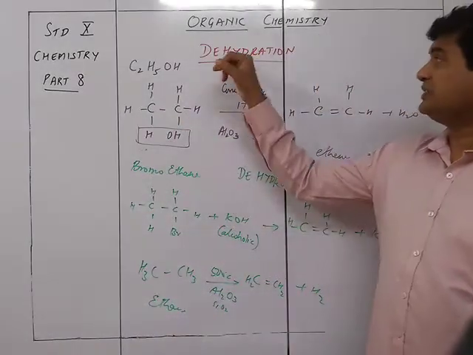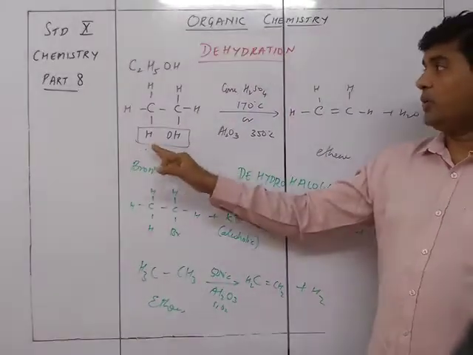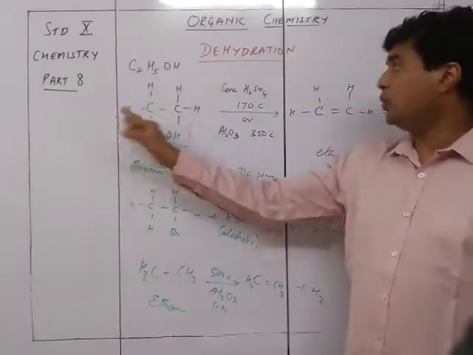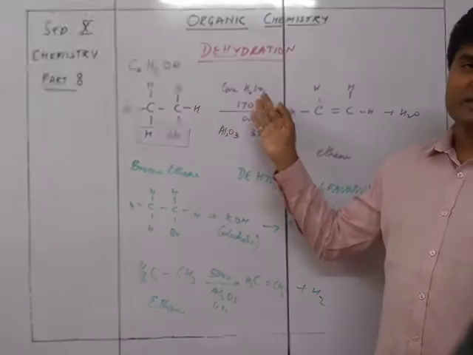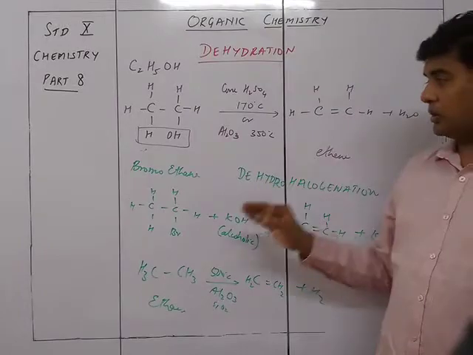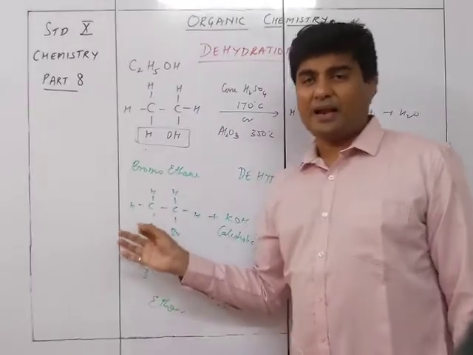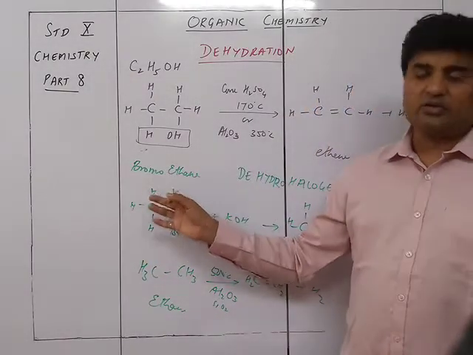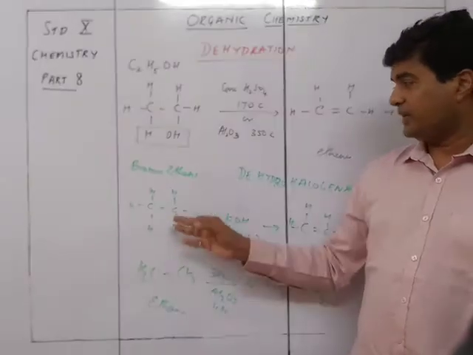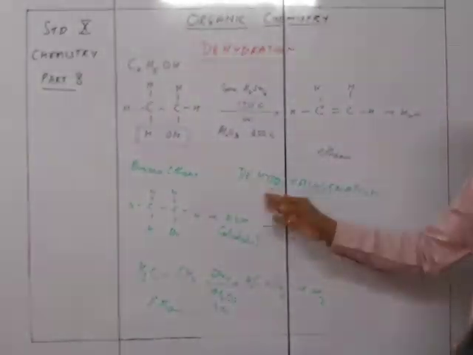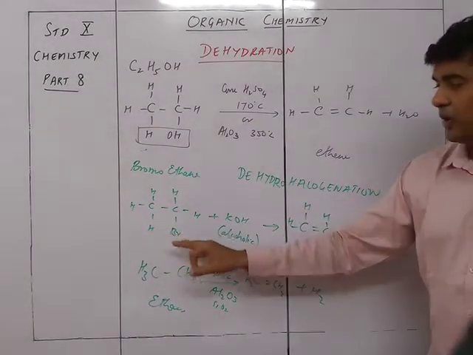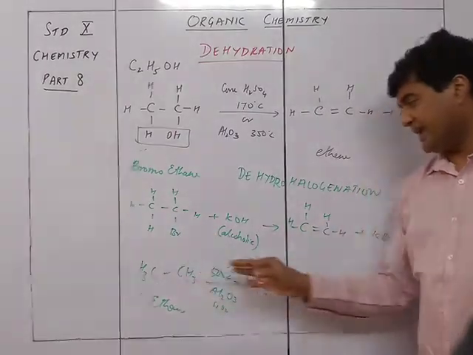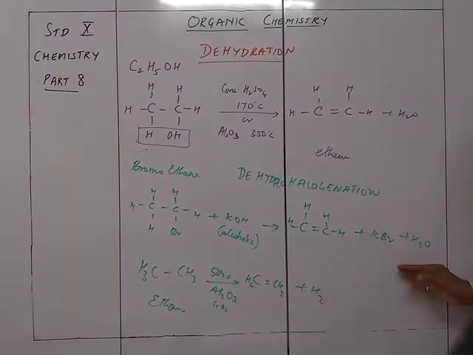The first method is dehydration, wherein you take ethyl alcohol with some concentrated sulfuric acid to give you ethene plus water. Or you take an alkyl halide, so it will be chloroethane or bromoethane, and it is going to give you dehydrohalogenation, that is, hydrogen and bromine both go away, and you get ethene plus KBr plus H2O.